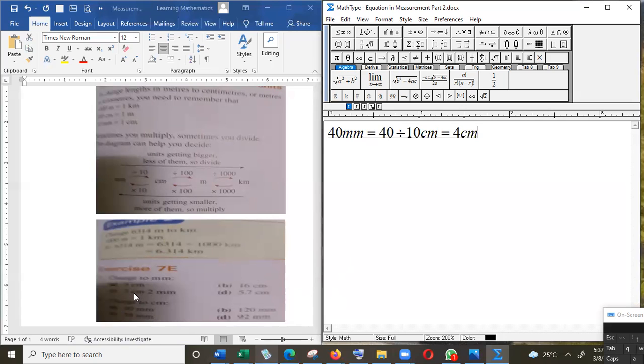And number 1, you're starting with centimeters to millimeters. You have to multiply by 10. So for number 1, you multiply by 10. For number 2, you divide by 10. I repeat, from millimeters to centimeters, you divide by 10. From centimeters to millimeters, you multiply by 10.